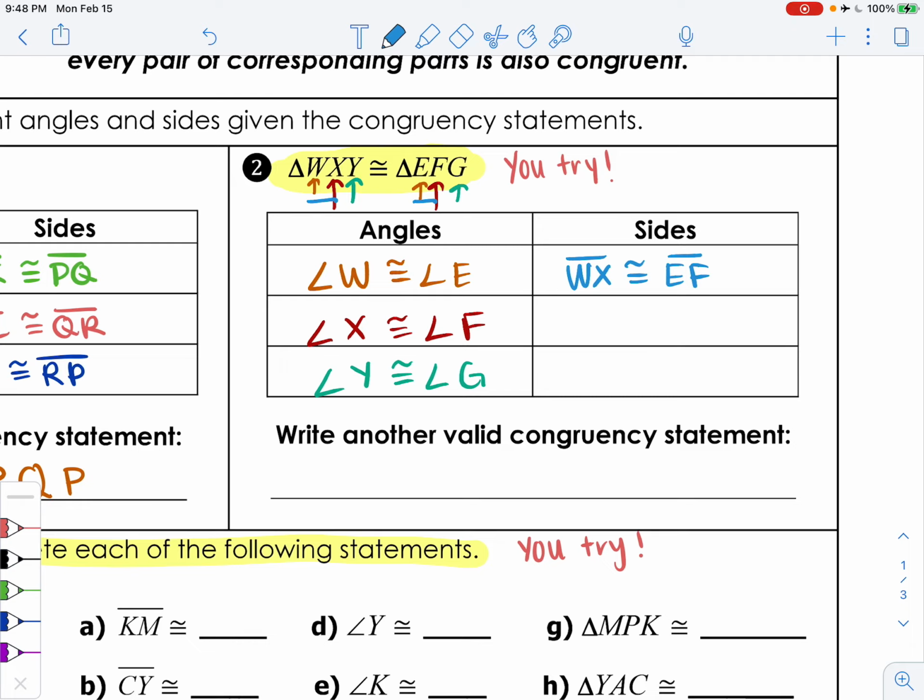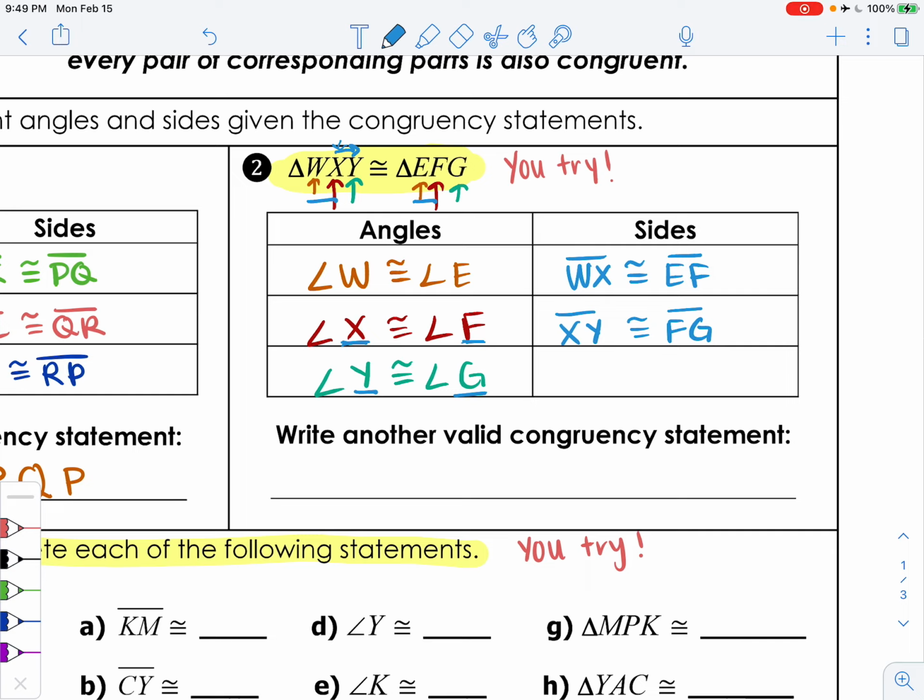The next one, what if I start with X? If I start with X, based on this right here, that means my second one has to start with F. Then it goes from X to Y. Well, Y is corresponding with G. So if I go XY, then I have to go FG. So there's different ways to approach these problems, and that was just what I was trying to show you there.